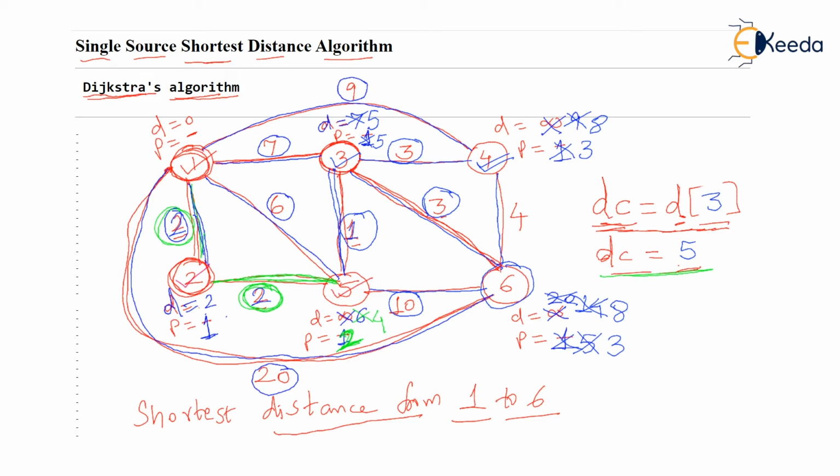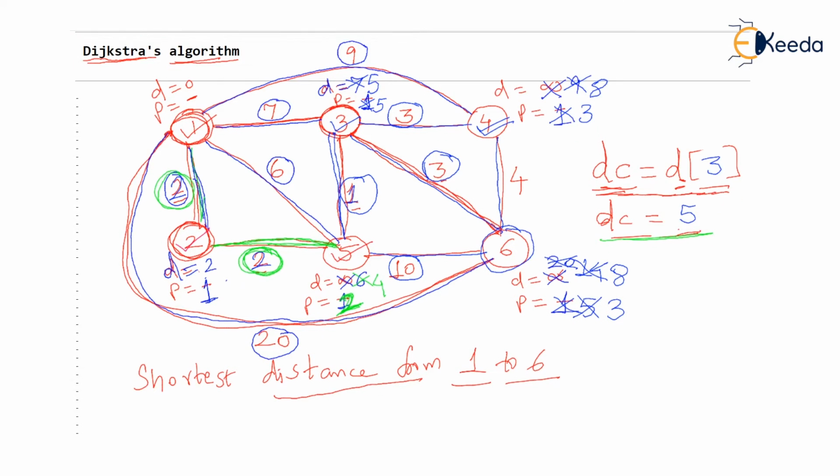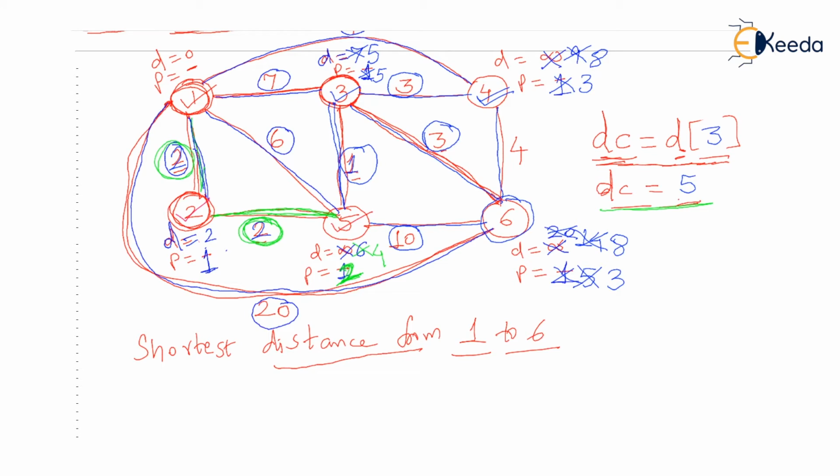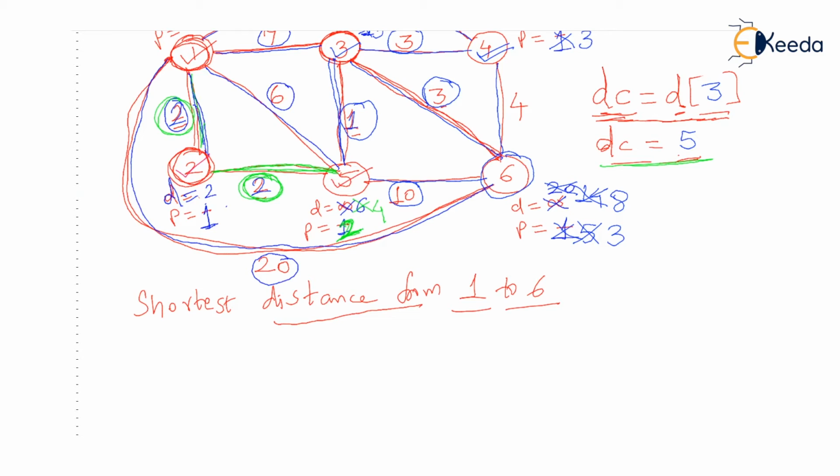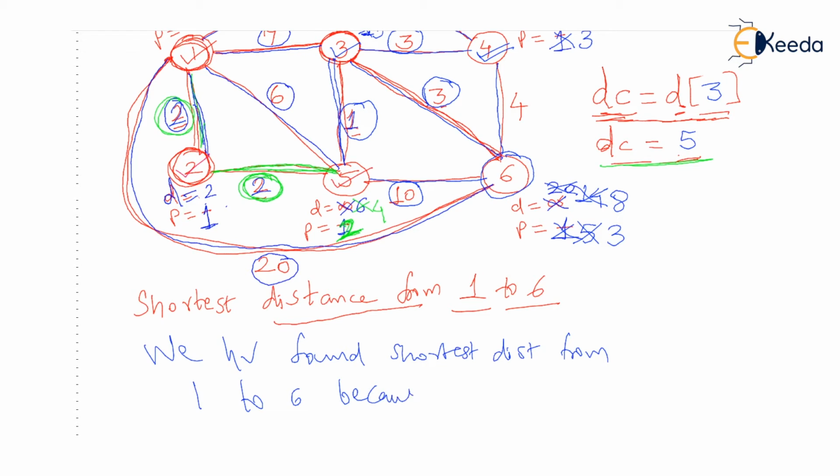By the way, when can we say that we have found shortest distance to vertex 6? Any beginner feels that, okay, after processing all vertices, we can say we have found shortest distance from 1 to 6. No, that's not the case. We say we have found shortest distance from 1 to 6. Definitely we have found, because vertex 6 is at shortest distance now.